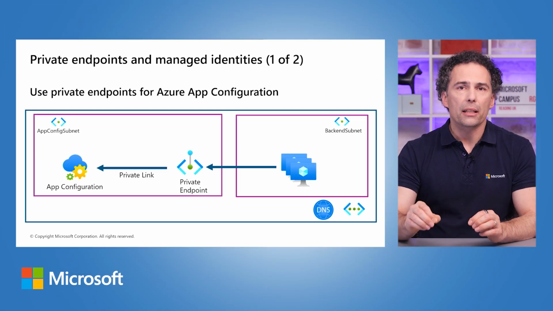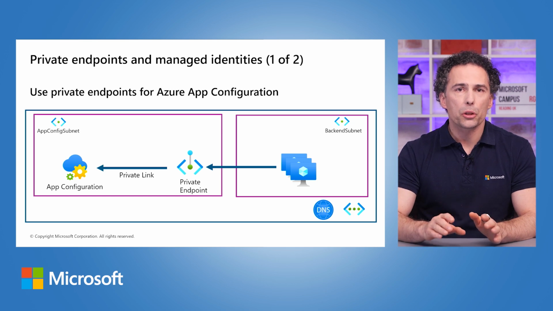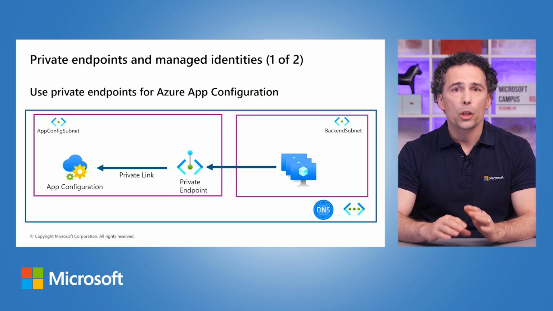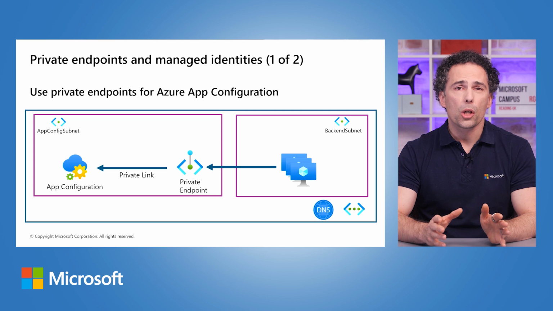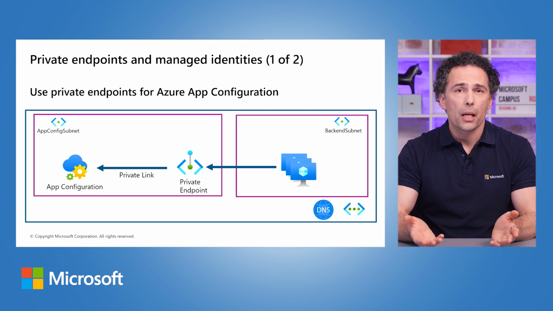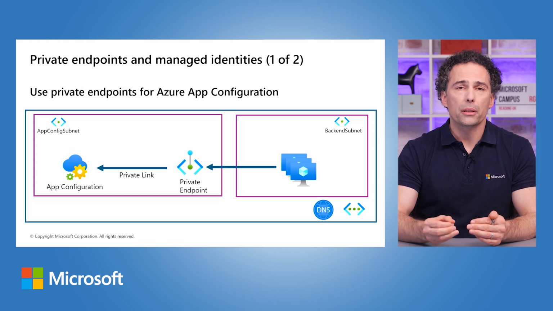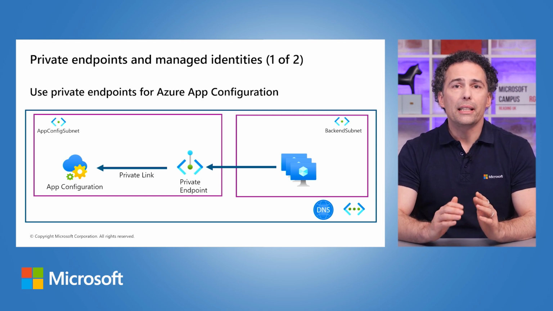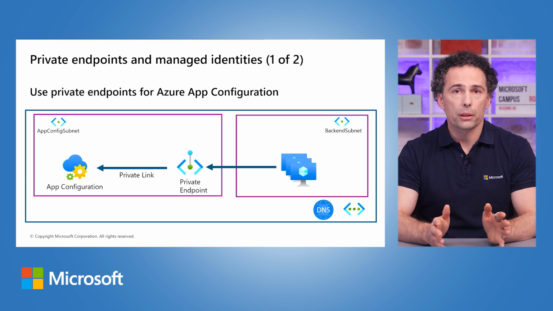Applications on the VNet can use the same connection strings and authorization methods to connect to the configuration store over the private endpoint as they would normally do too. You can use private endpoints with any protocol that the app configuration store supports.